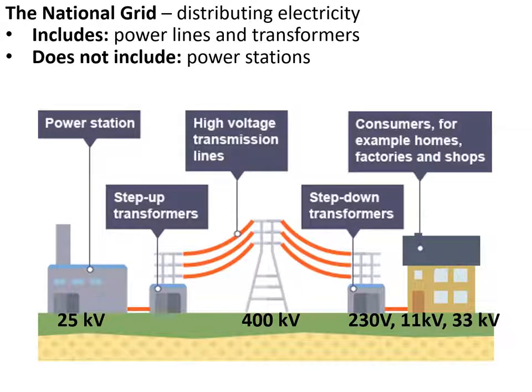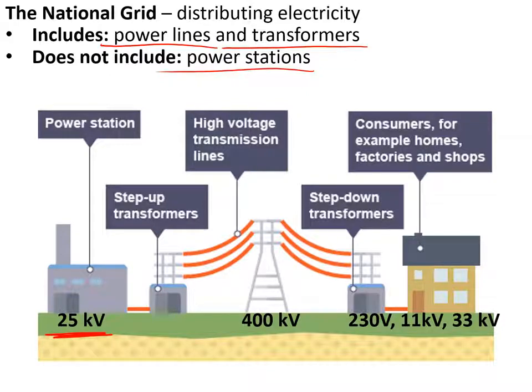The national grid is the way that electricity is distributed from where it is made to where it is used. So it is the power lines and the transformers, but it is not the power stations. Electricity is produced from a power station at a voltage of 25,000 volts, 25 kilovolts.